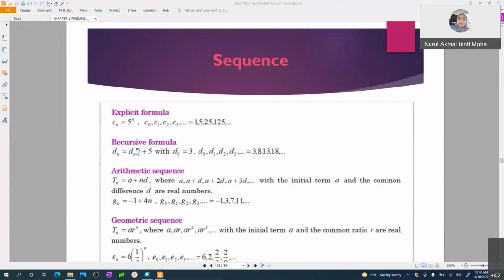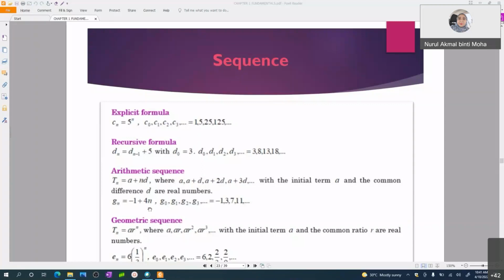And then we have the arithmetic sequence. For the arithmetic sequence, we have the initial term a, and then the common difference d. That is how we construct the arithmetic sequence. For the example, we have g_n is equal to negative 1 plus 4n. So here, a is equal to negative 1, and d is equal to 4. And this is the sequence.